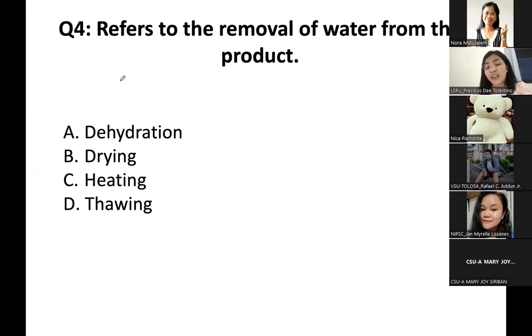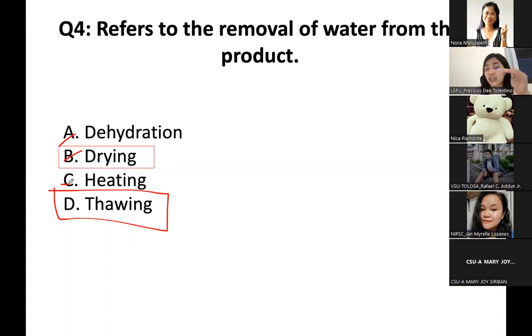May sumagot ng drying, may sumagot ng dehydration, may sumagot ng heating, may sumagot din ng thawing. Ito talaga klase, thawing. Hindi talaga yan. It does not belong to the group because in thawing, you are applying heat to the product, of course, from its ice state, gusto mo siyang ma-turn into water. So, hindi siya pwede. So, parang confusing kay dehydration, drying, and then heating. But the correct answer is drying.